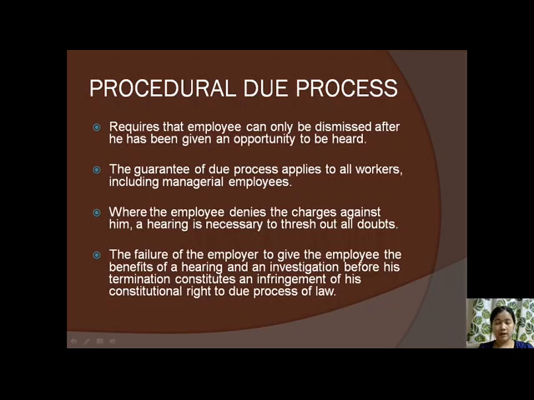So a hearing must be conducted to further investigate, or at least hear the side of the employee. However, if the employee, in his explanation letter, already admitted the offense or the violation, then a hearing may not be necessary, since there's already an admission of fault.